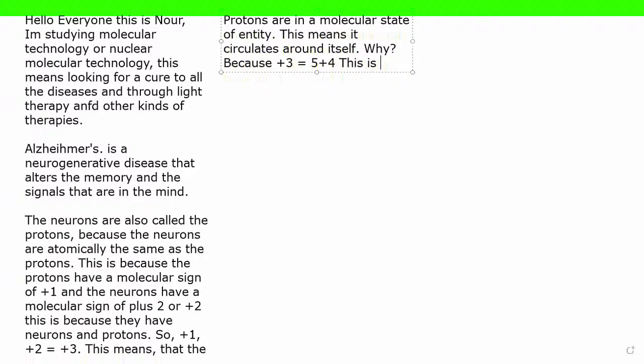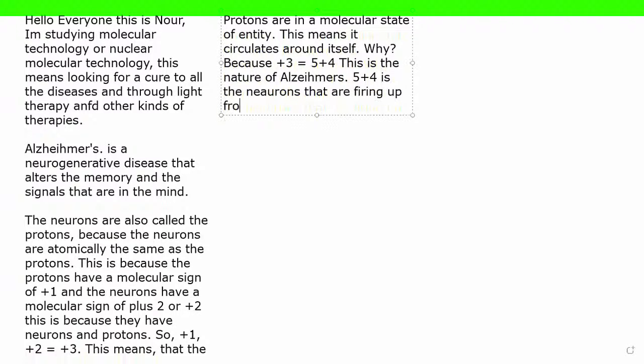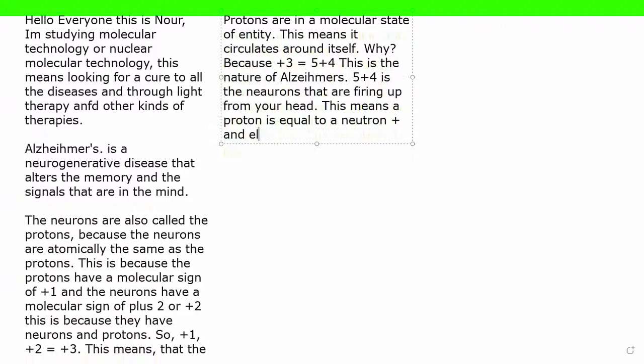This is the nature of Alzheimer's. 5 plus 4 is the neurons that are firing up from your mind, or you don't say mind, from your head. This means a proton is equal to a neutron plus an electron.